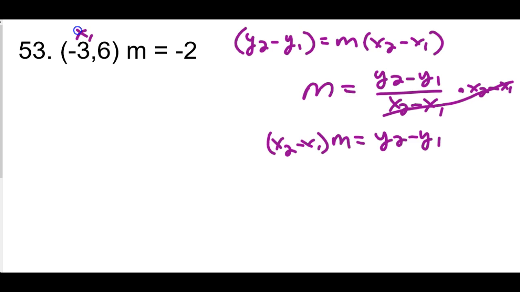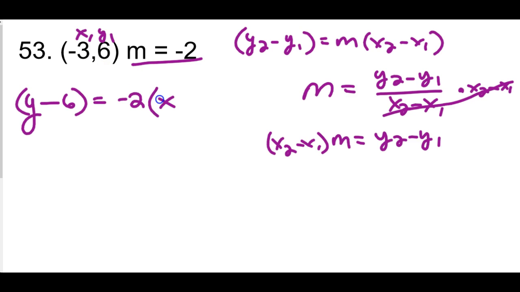In fact, I'm just going to label this x1, y1. They give me the m, so it's simply y minus 6 is equal to my slope times x minus a negative 3. Just like with circles, we need to clean up our minus negatives. So let's go back and do that. And that becomes a positive 3. And so there's my first one there. Let's go to the next one.